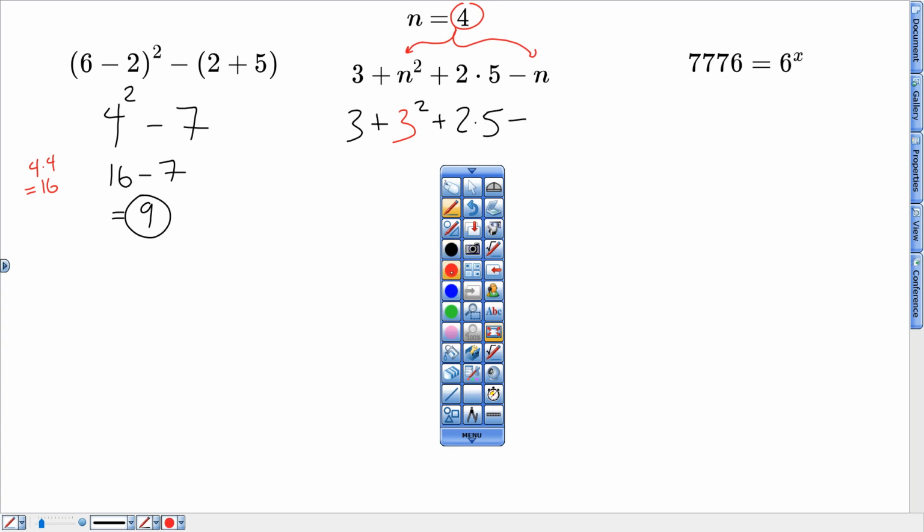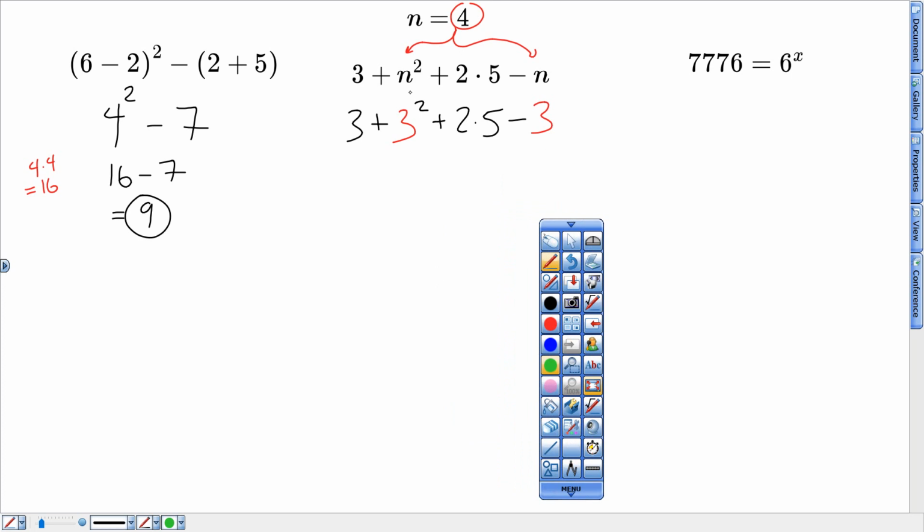Minus another 3 right there. And then do the work where you're doing exponents and timesing first. Bring everything else down. 3 plus, remember this isn't 6. 3 squared is 3 times 3. That gives me 9. Plus 2 times 5, 10. Minus 3. And going left to right.